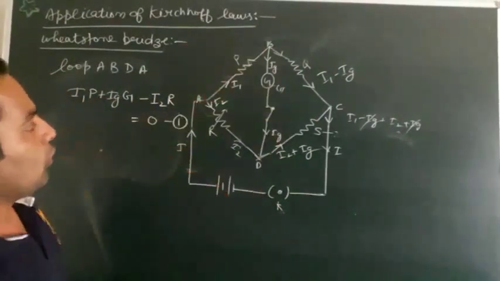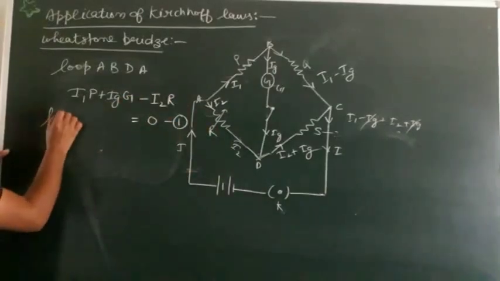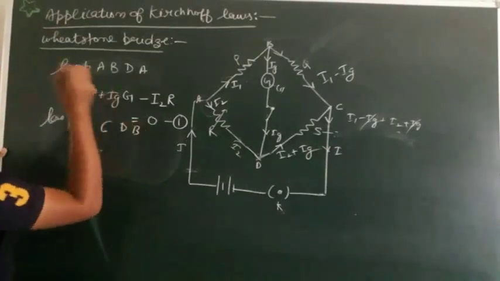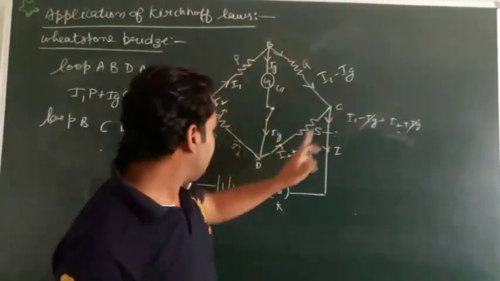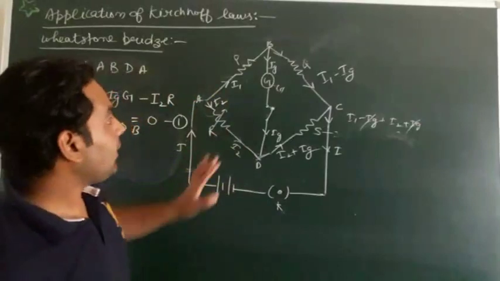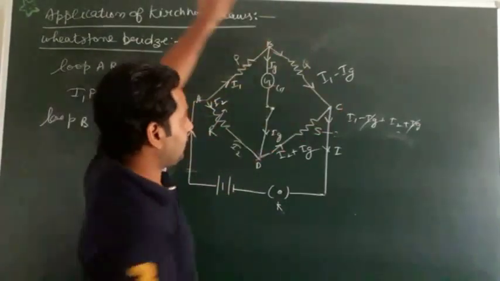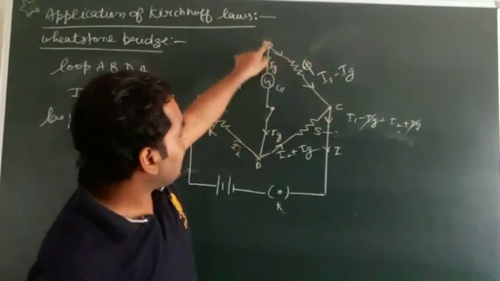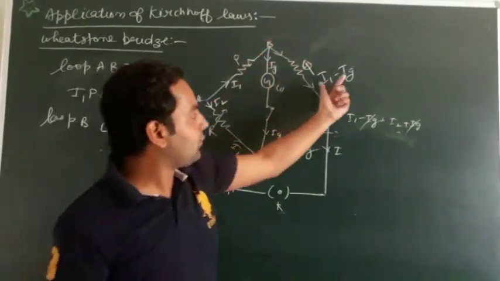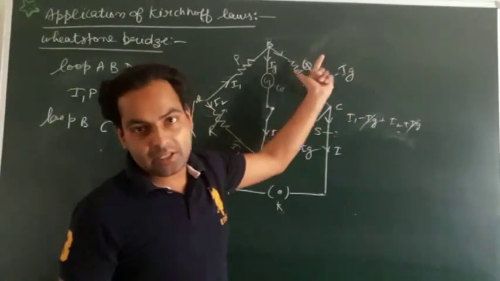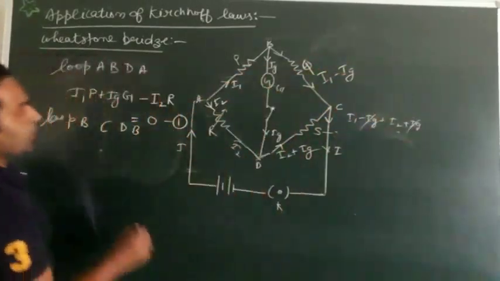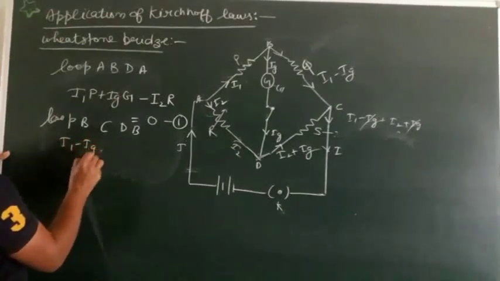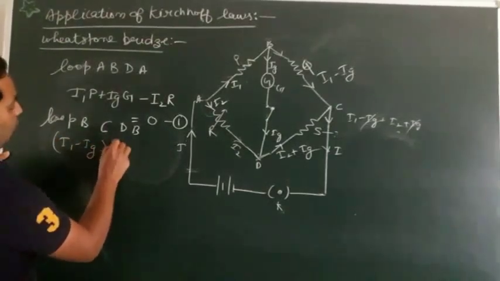Now we take another loop. The loop name is BCDB. Again, when you move from B to C, the loop is also moving from B to C and the current is also moving from B to C. So the product of this current and that resistance is taken as positive. So what is the value? The value is I1 minus Ig into Q.